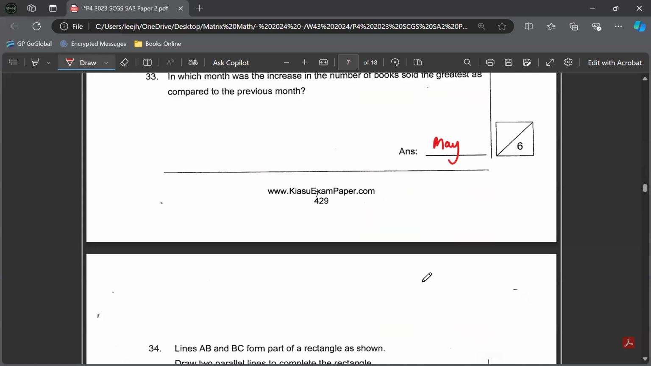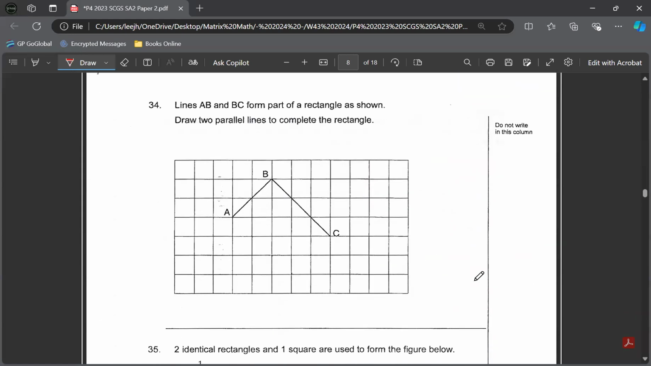Okay. Question 34. Alamak, this one also draw. This one I use ruler, please. Follow the line. You actually can follow the grid here. It can guide you to draw the perfect rectangle. Lines AB, BC. Draw 2 parallel lines to complete. So parallel of AB is something like this.